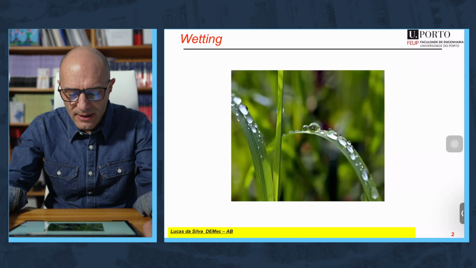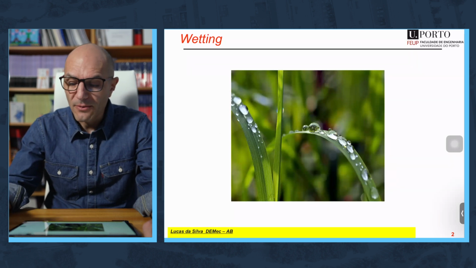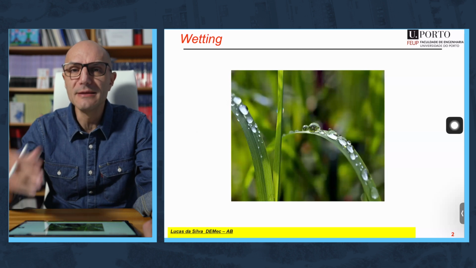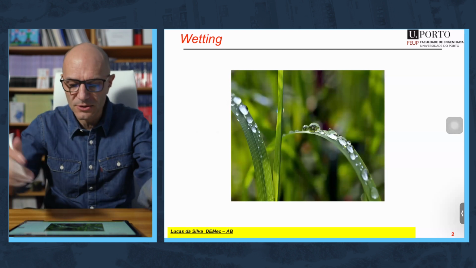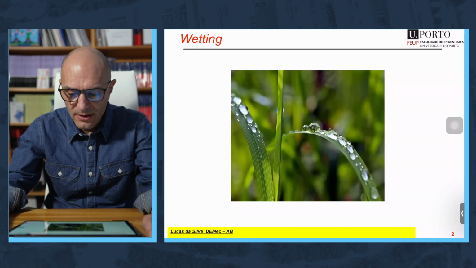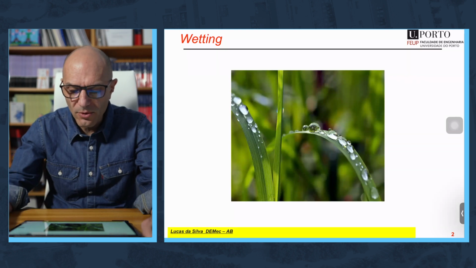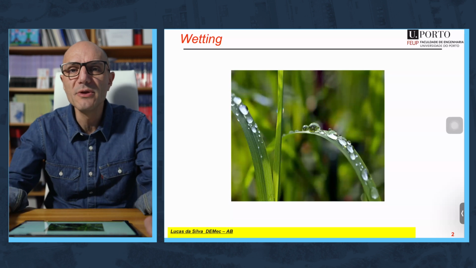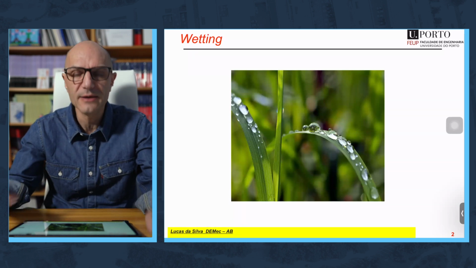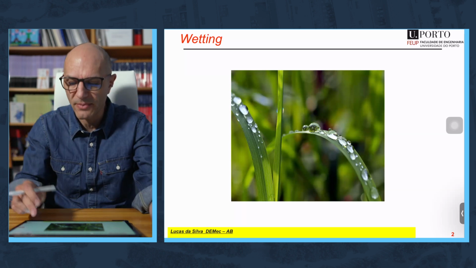Okay, so let's start with wetting again, and with the fact that it's not because it's liquid that necessarily it will wet the substrate. And you have here a very, very nice example. You know that in nature the water does not always spread uniformly on the surfaces. Here it's very clear that it forms a spherical droplet.